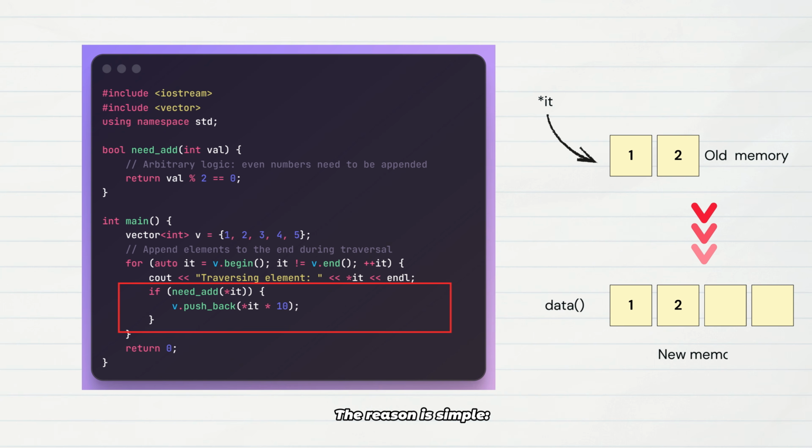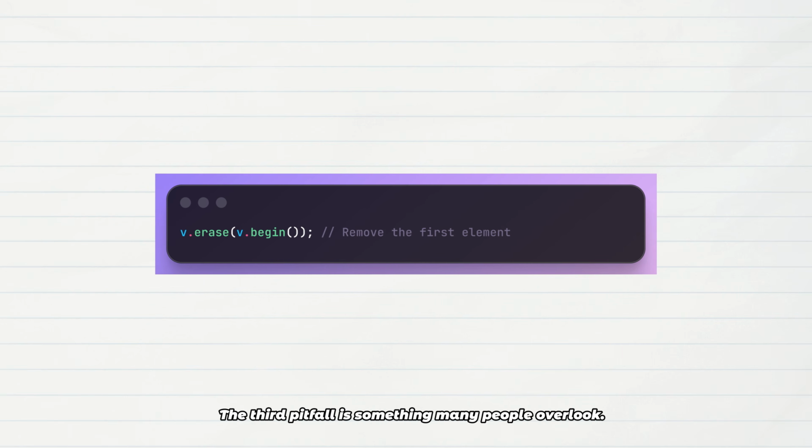The reason is simple. Iterators are essentially wrappers around the data pointer. After reallocation, the data pointer points to new memory, but the old iterator still points to the old memory, making it invalid. The third pitfall is something many people overlook.